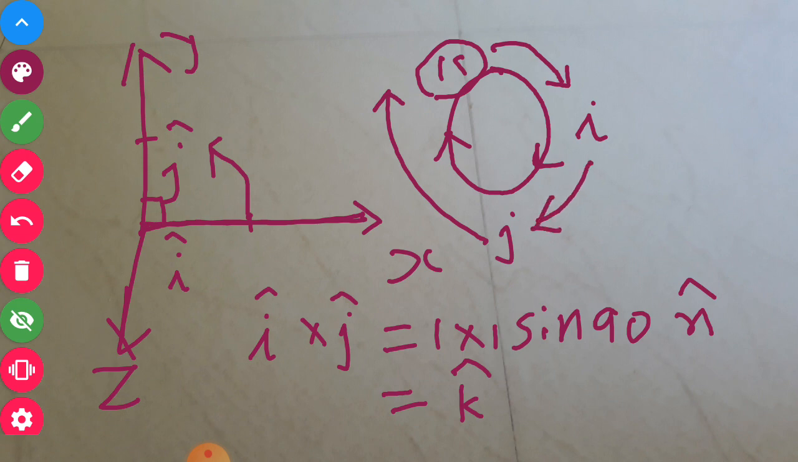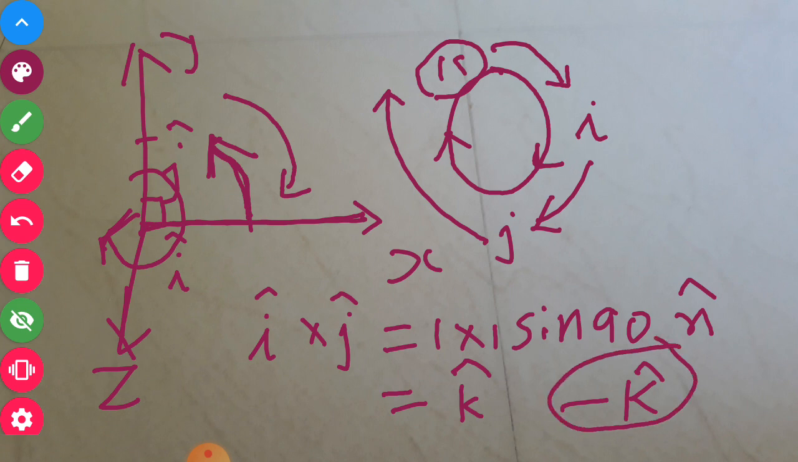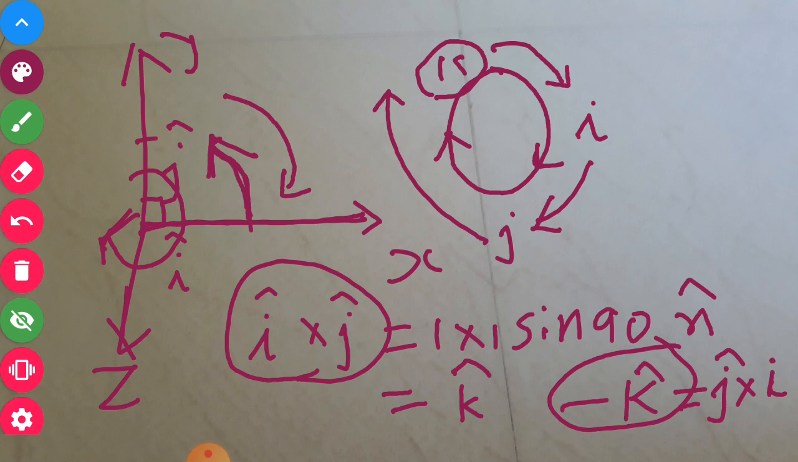In the reverse direction, if you move, then it will be negative. If you find, instead of i cross j, j cross i, then this rotation which we have considered in this direction, instead of that we have to take in this direction, or we can say clockwise direction we should move, and in clockwise direction the screw will go inside. So it will be minus k cap. j cross i will give you minus k cap.